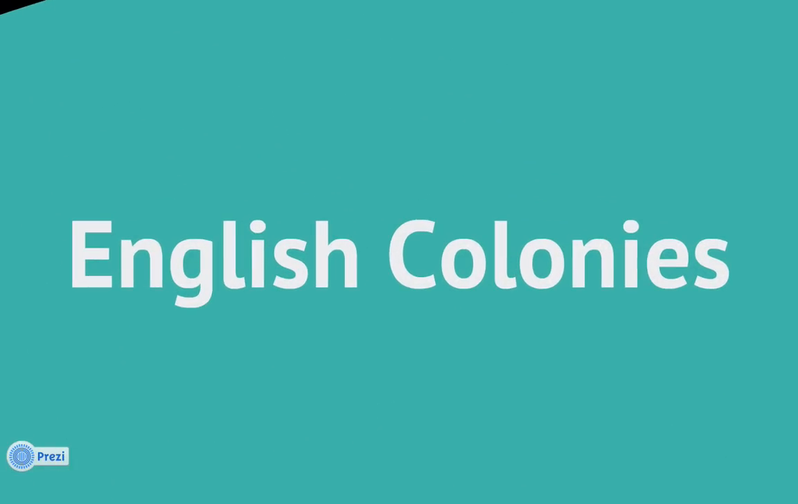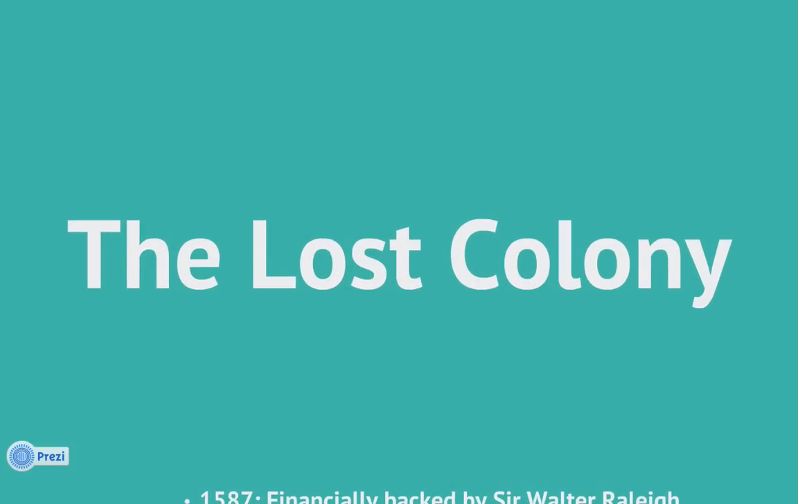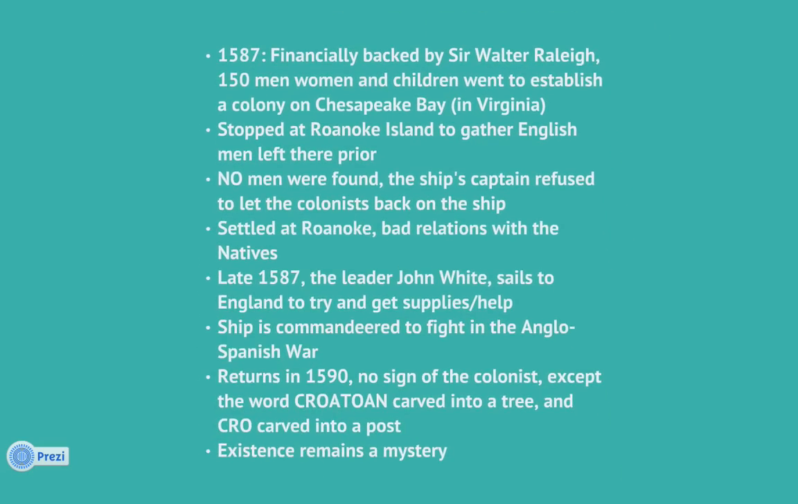And last but not least, English colonies. What you need to remember about English colonies is, first of all, there's the lost colony that I know you learned about in 8th grade. It was backed by Sir Walter Raleigh, whom the Queen, Elizabeth I, supported in his explorations. 150 men and women went to establish a colony. They end up on Roanoke Island, and they need supplies. And so John White, who's like the leader, sails to England to try to get supplies and help.